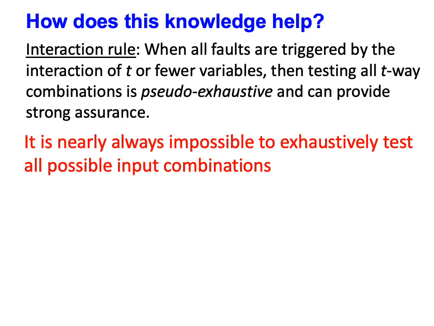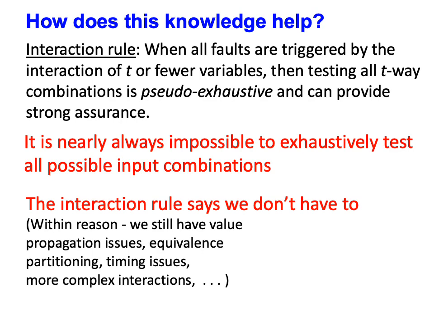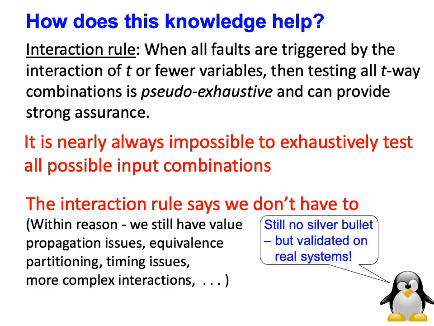As we all know, it's impossible to exhaustively test all possible input combinations for anything but the tiniest toy programs. But this interaction rule says that within reason, we don't need to do that. There are still timing issues, and many other issues that have to be covered, but as a practical matter, the interaction rule says that we get very strong testing using a relatively small test set. So again, it's no silver bullet, but it has been validated on many real systems, and we have many case studies in all different application domains on our website.